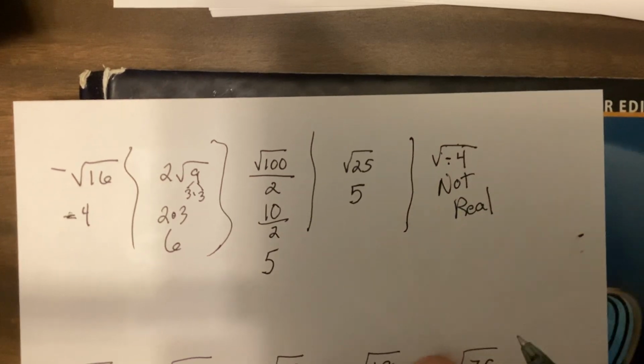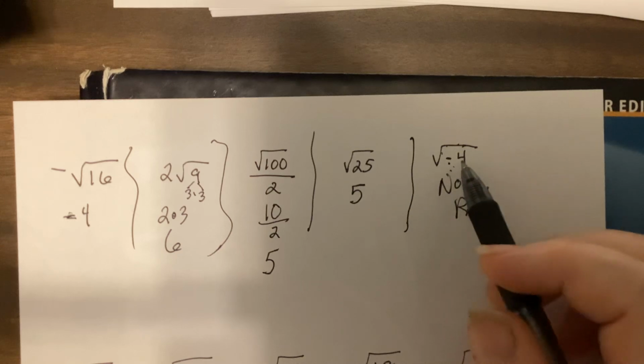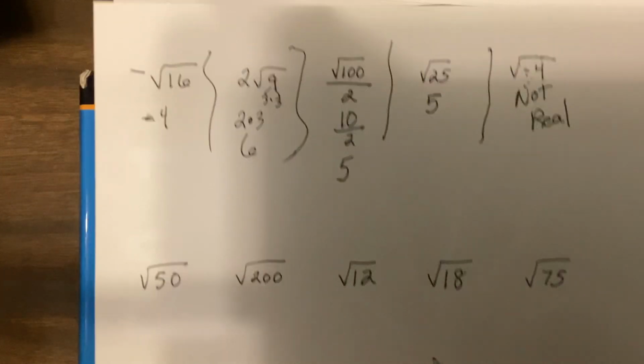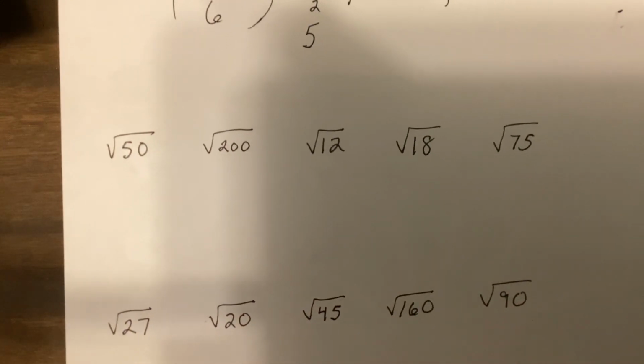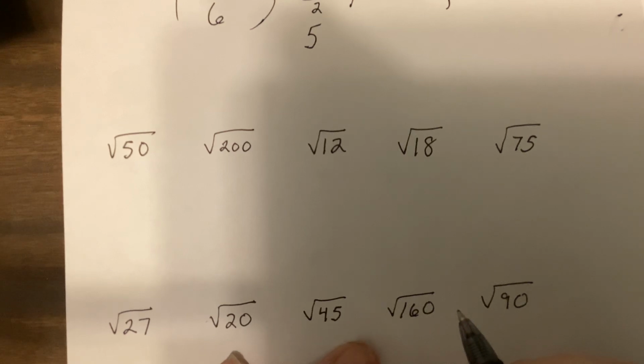Now, there's actually a whole different number system they came up with to deal with this one problem. It's called imaginary numbers, but you don't need to know that right now. Now, we're going to do something they knew back in the Egyptian days. And that is, how can you simplify a square root?